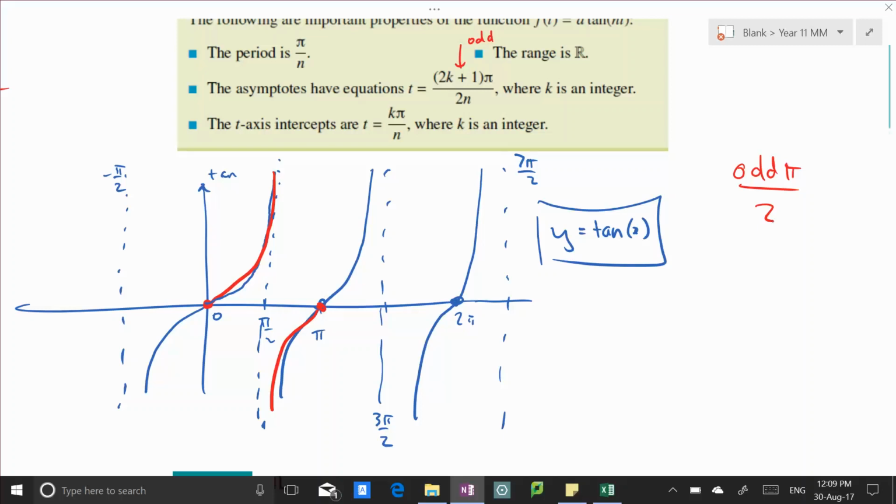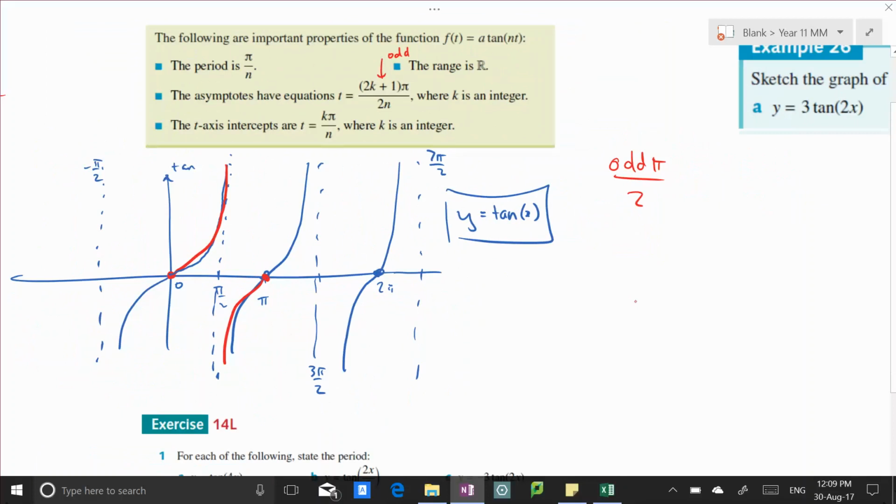Why do you have the 2n? Because remember, n is responsible for shrinking it. See, if I shrunk it, if I gave you y equals tan of 2x, so your period changes now. Your period for this one will be p equals pi divided by n. My n is 2. So that means to make one cycle, it is now pi on 2. So how does that change things?